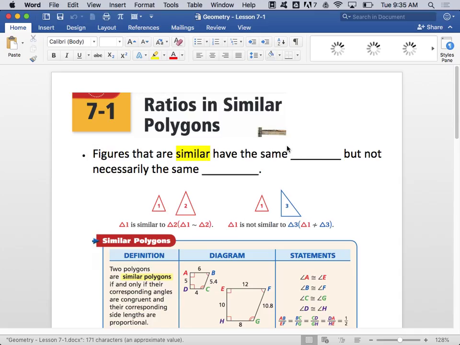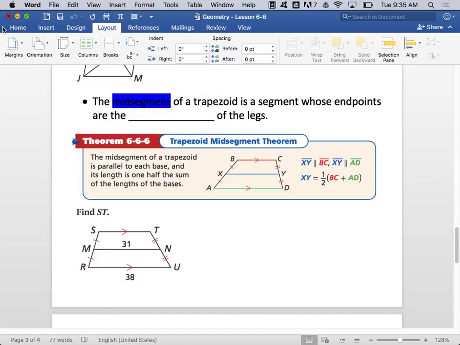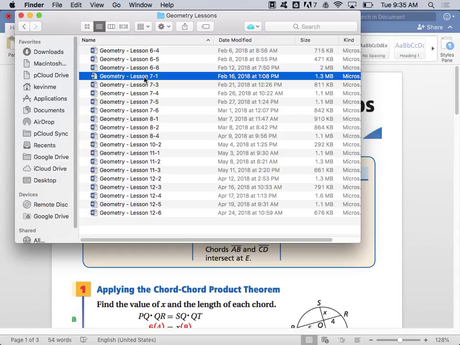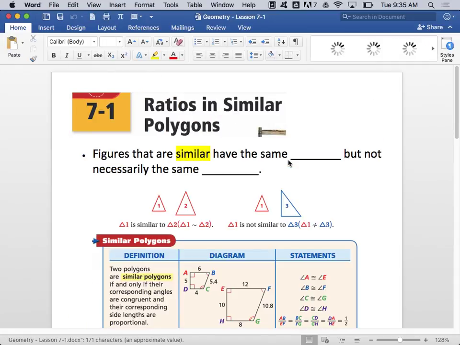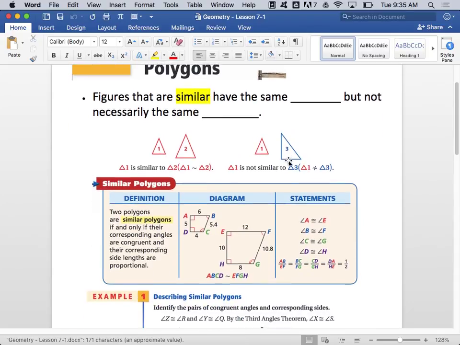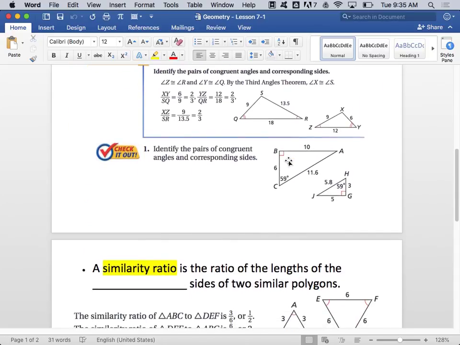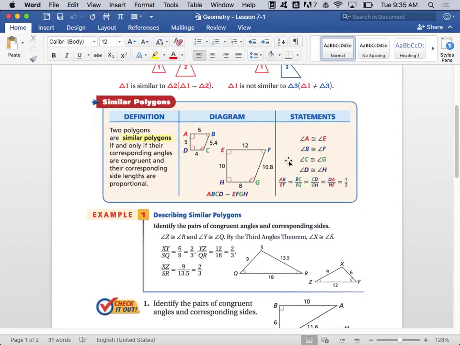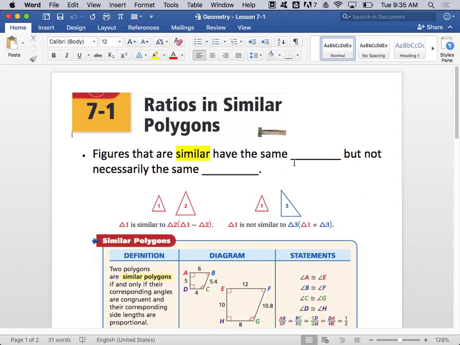Let's go to 7.1. We can do the chapter test. That's on you guys, if you want to do that. Okay.